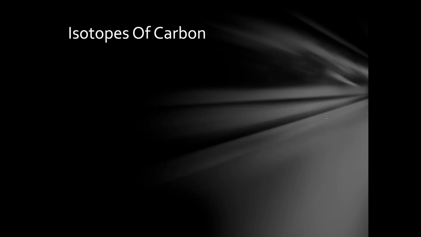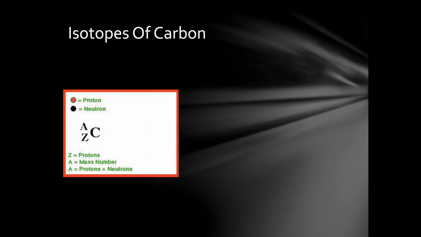There are multiple isotopes of carbon. Now, if you look on the periodic table, the atomic number for carbon is 6. So you have carbon 12, which can be represented as C-12, the 12 meaning the mass number, or you can put the mass number in the upper left corner of the element symbol, 12C.